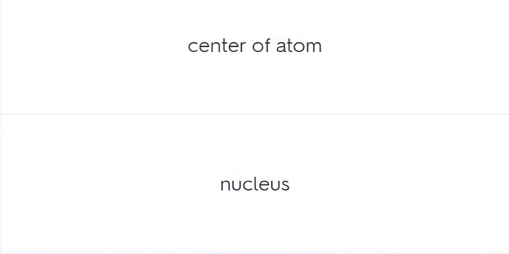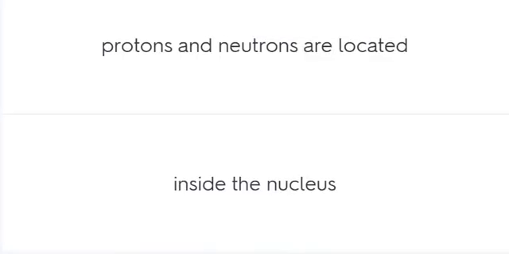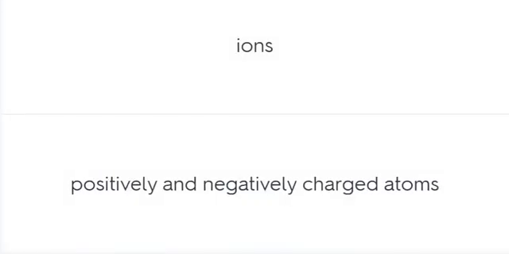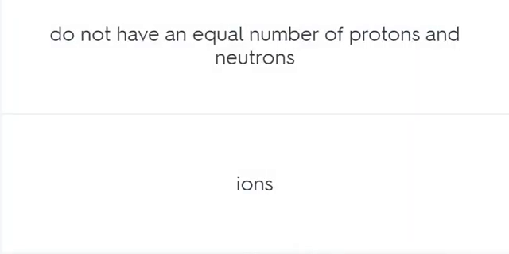Center of atom, nucleus. Protons and neutrons are located inside the nucleus. Electrons orbit and rotate around the nucleus of an atom. Ions, positively and negatively charged atoms, do not have an equal number of protons and electrons.